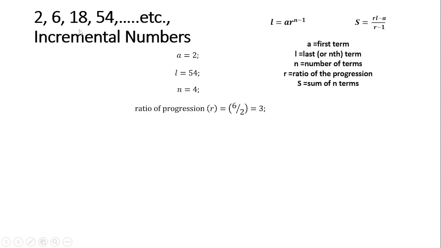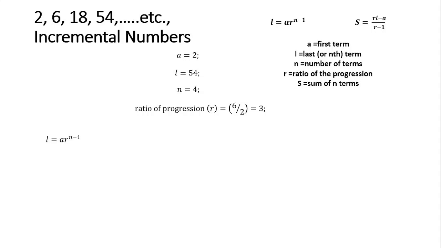In this sequence I can pick 18. 18 divided by 6, we get 3. And I also consider another number, 54. 54 divided by 18 is also 3. So we are getting the common ratio for the sequence, which is the ratio of progression, R is equal to 3 according to this problem.